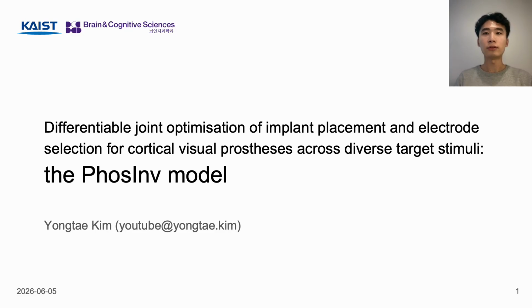I'm an undergrad student at KAIST in South Korea, and today I'll be presenting our work on cortical visual prosthesis. The title is Differentiable Joint Optimization of Implant Placement and Electrode Selection for Cortical Visual Prosthesis across diverse target stimuli. We call this the PhosInv model. Let's start.